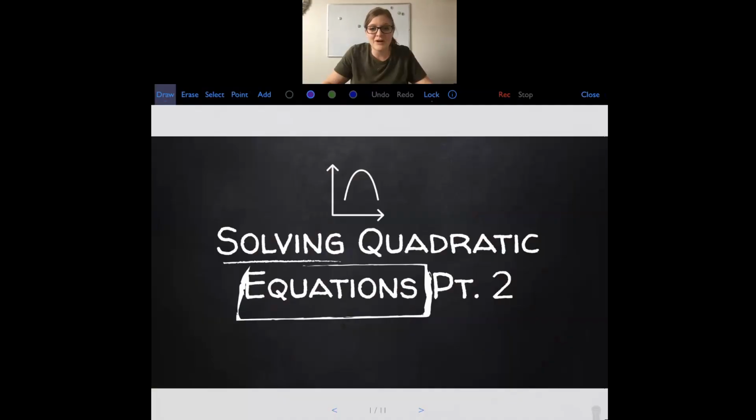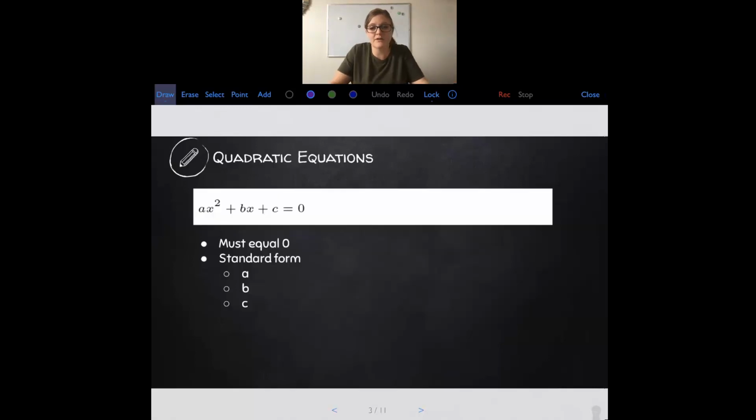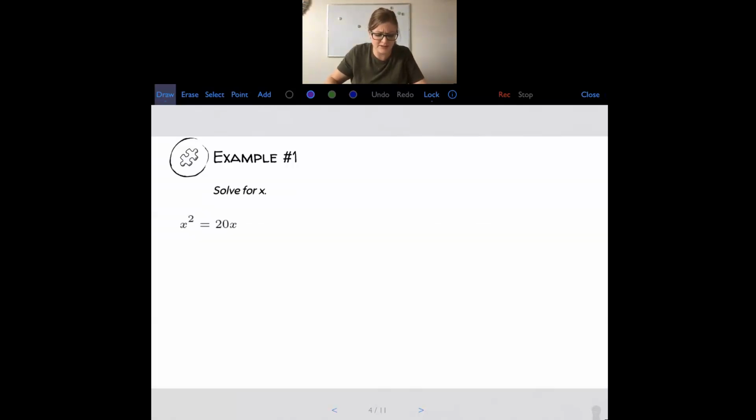So we're going to continue on with solving quadratic equations part 2, and we are going to continue on in examples regarding solving quadratic equations by factoring. Okay, so just a quick reminder, when we're solving by factoring, we want our quadratic equation to be set equal to 0 in the form of ax squared plus bx plus c in that order as well, because that's how we talked about factoring. Okay, so example 1, solve for x.